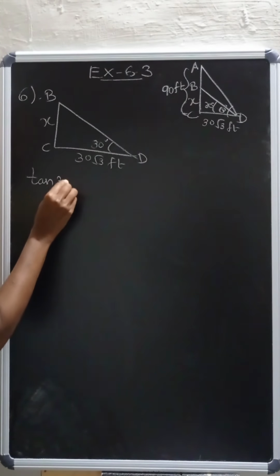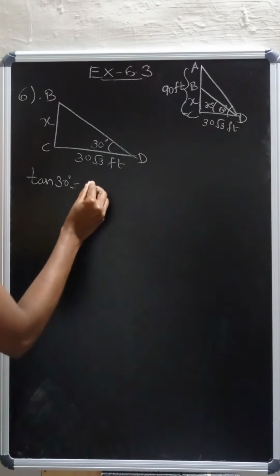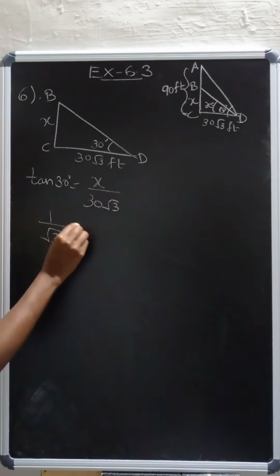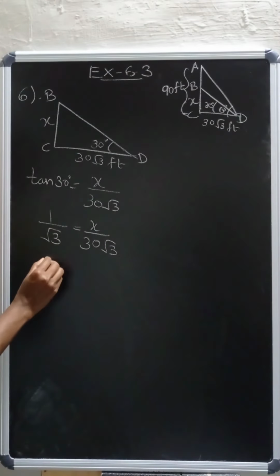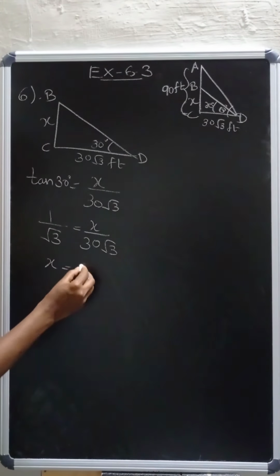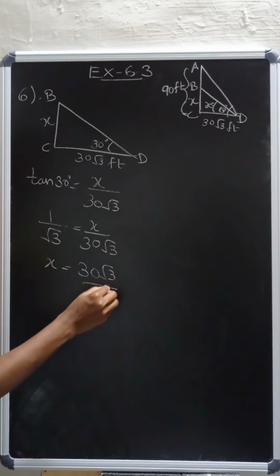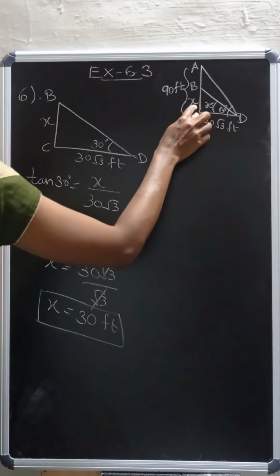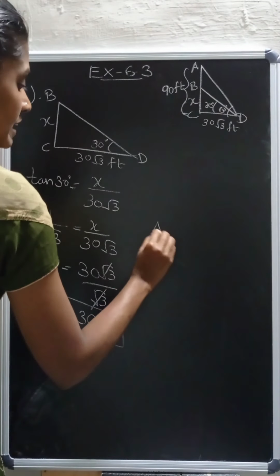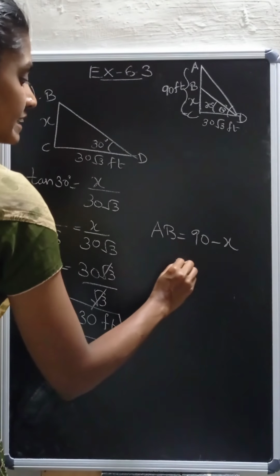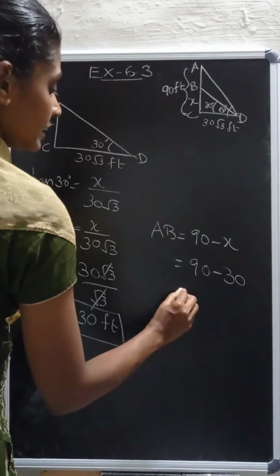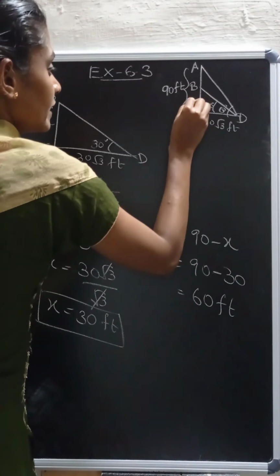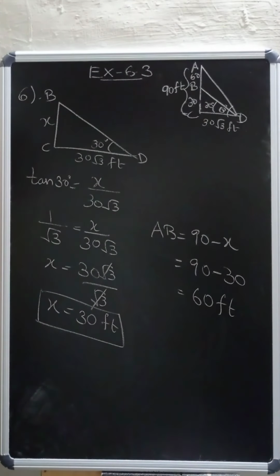So you take tan theta. Tan 30 degrees is equal to X by 30√3. Now tan 30 is 1 by √3. X is equal to, this 30√3 comes here, so 30√3 divided by √3. √3 and √3 get cancelled. So we have got X is equal to 30 feet. Now AB is equal to 90 minus X. So 90 minus 30, which is equal to 60 feet. So AB is 60.